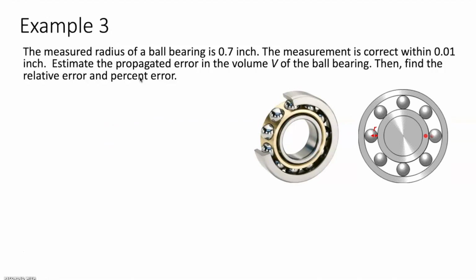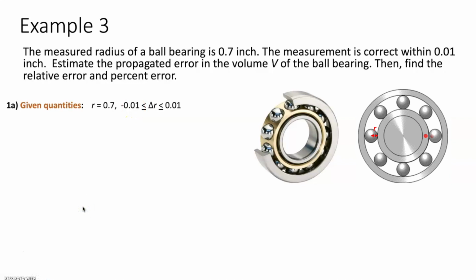Sweet. After that, we wanted our given quantities and our quantities to be determined. So what are we given here? We're given that the measured radius of the ball bearing is 7/10 of an inch. That means r is going to be equal to 0.7. That measurement, though, is correct within 100th of an inch. So that means that delta r, the change in r, has to be between positive 0.01 and negative 0.01.